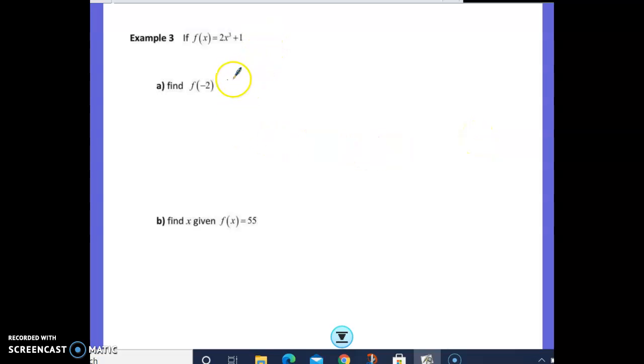Third example, same idea, just slightly trickier function. This time we've got f of x is 2x cubed plus 1. So f of minus 2 is 2 lots of minus 2 cubed plus 1. Minus 2 cubed is minus 2 times minus 2 times minus 2.